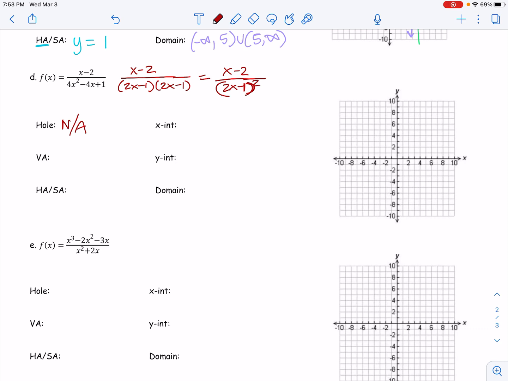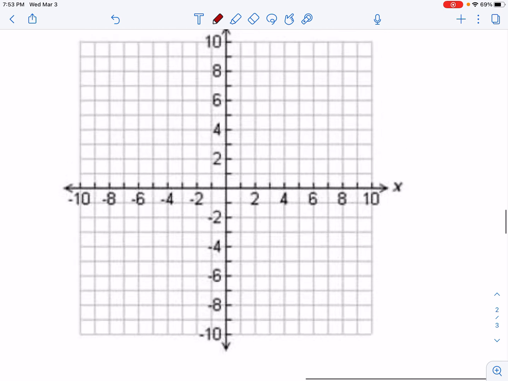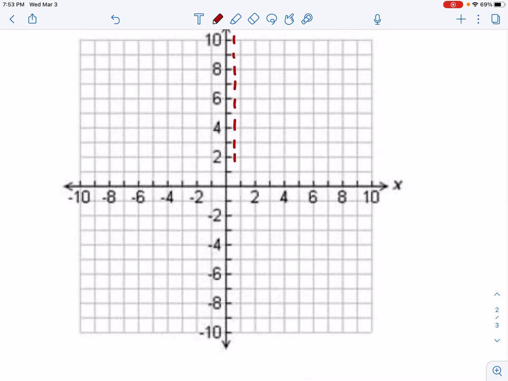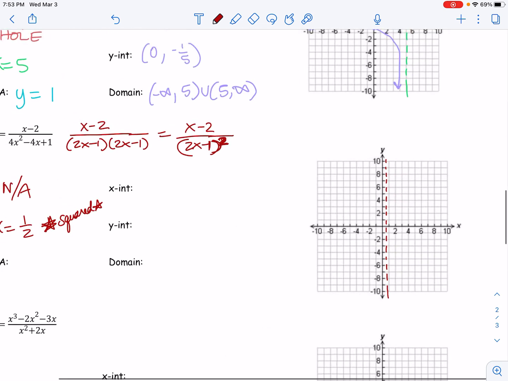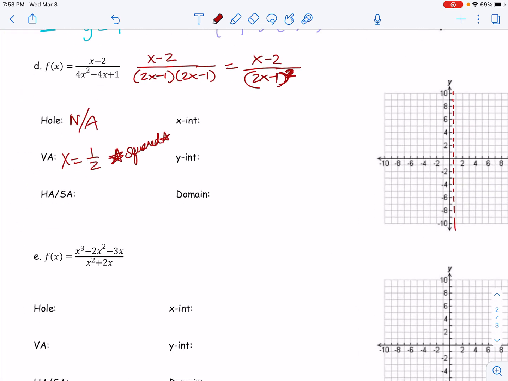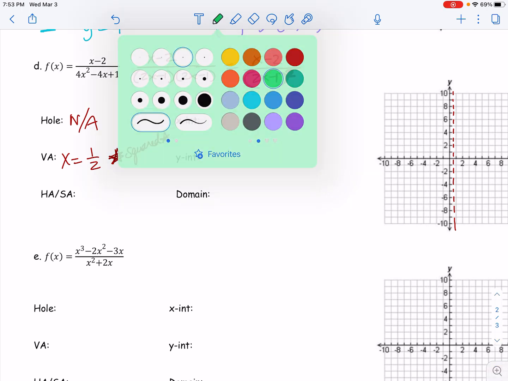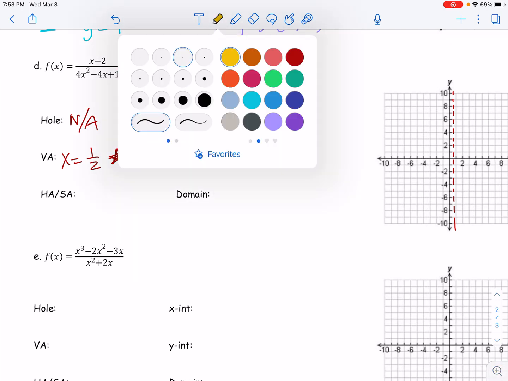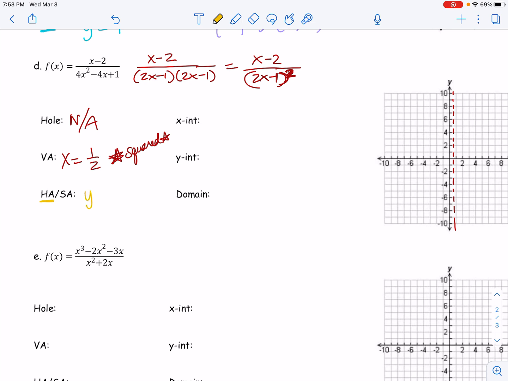So moving down the list, vertical asymptote, set my denominator equal to 0. Yes, there is one at 1/2. I do want to make a note here because what do you see in the denominator? You see a squared factor. So that means my graph will approach that vertical asymptote together. So my vertical asymptote at 1/2 is right in the middle between 1 and 2. Horizontal or slant asymptote, well, this is bottom heavy. When I compare my degrees, it is bottom heavy. So it does have a horizontal asymptote of y equals 0.